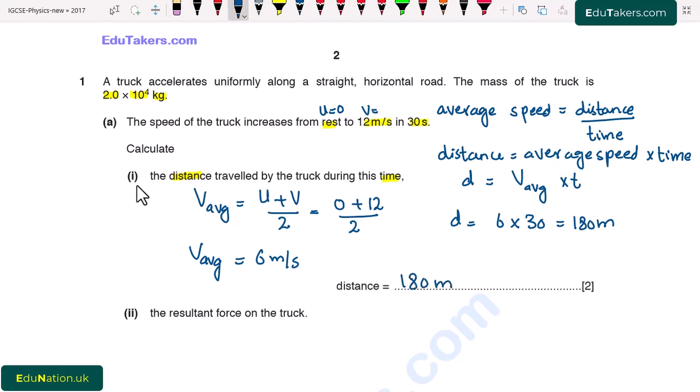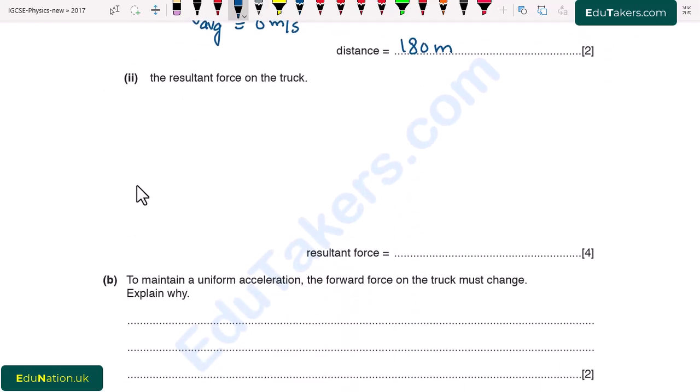Part 2. The resultant force on the truck. Here we have to find out the value of the resultant force. According to Newton's second law of motion, F is equal to ma, that is, force is equal to the product of the mass and acceleration. So first of all, speed is given but we don't know the value of acceleration. So in order to calculate the force, we have to find out the value of acceleration.